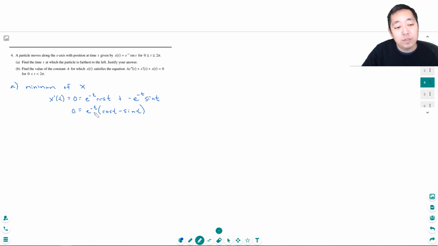E to the negative t, an exponential function, is never 0. So this can't ever be 0, but this part can be 0. So cosine t minus sine t equals 0, or cosine t is equal to sine t.